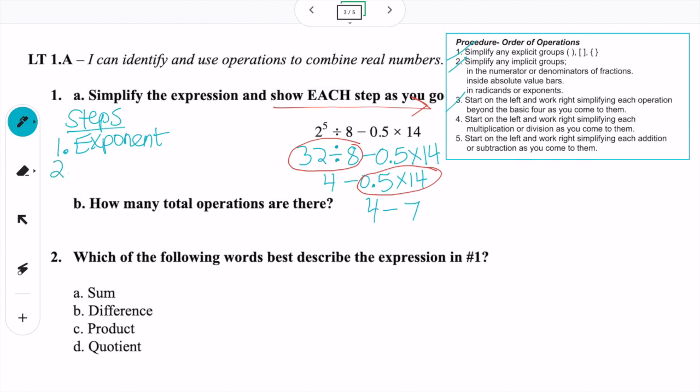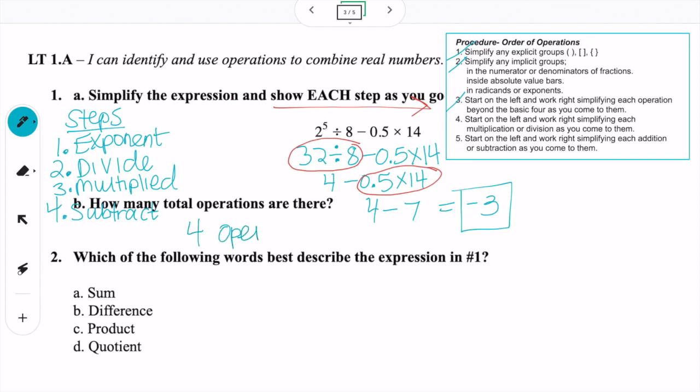I forgot to list off my last couple steps. I divide, then I multiplied. And finally, if I can fit another one in here, step 4 will be to subtract. And 4 take away 7 is -3. My final answer is -3. And there were 4 steps, or four operations.